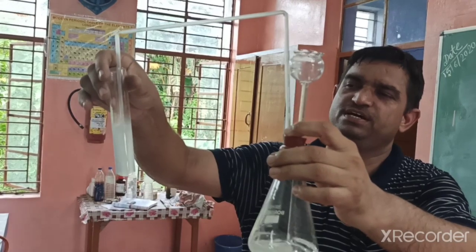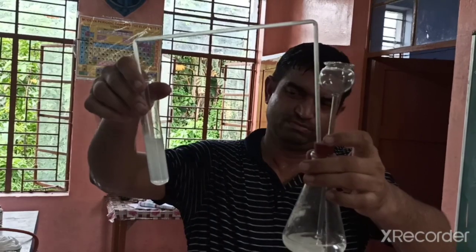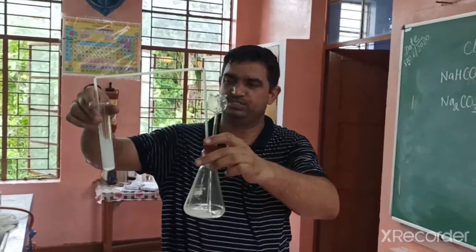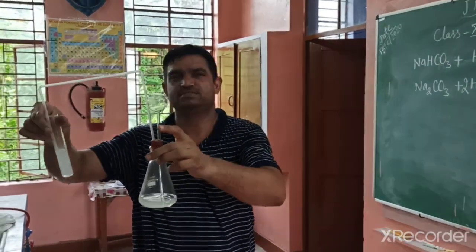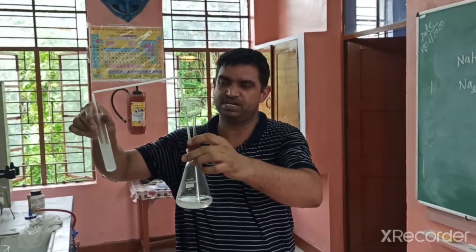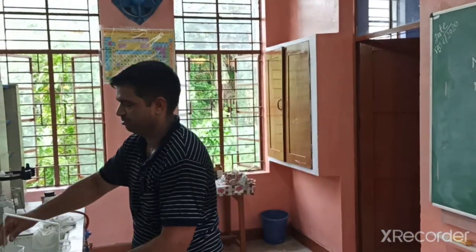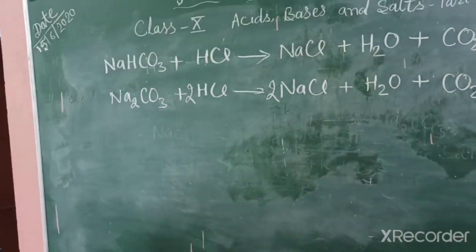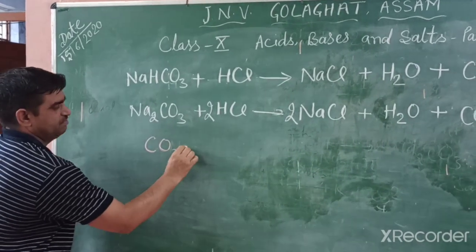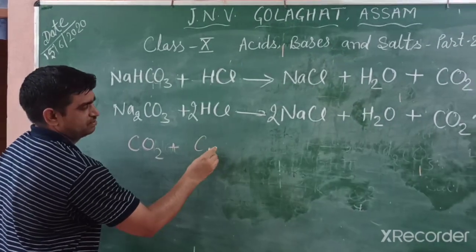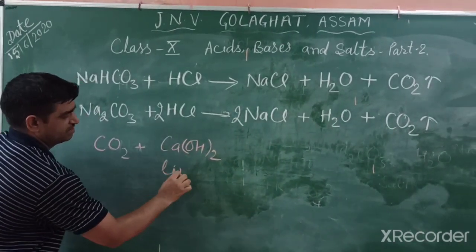So why this milky color? The transparent lime water changing into a milky color means calcium carbonate formation. So this confirms the released gas is carbon dioxide. If you pass it for a long time, the color disappears due to bicarbonate formation. When carbon dioxide gas is passed into lime water, that is calcium hydroxide, this one is lime water.